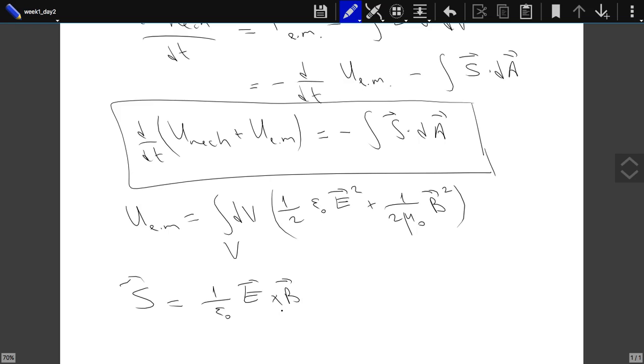Can you check it? Did I? Mu 0. Okay. So this was the flow of energy. So that is basically where we had left. Any questions up to this point?